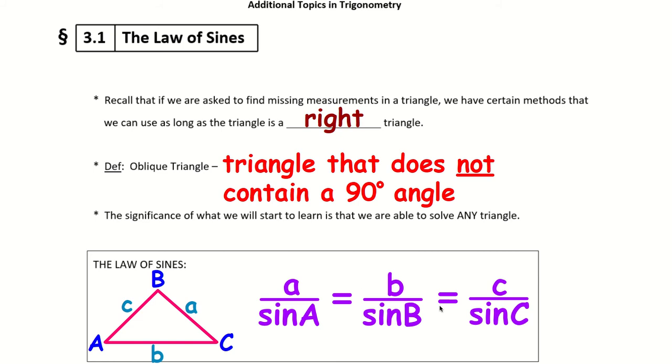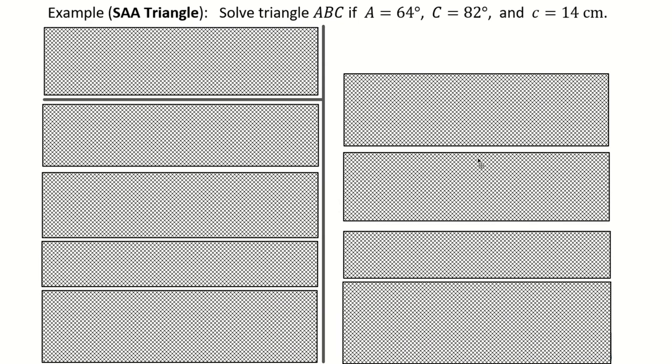Well, you're going to see pretty quickly in the next example, the first example, that we're only going to be using two of these fractions at a time. We're never going to use the entire law of sines formula to find one thing. We're just going to be using those two fractions equal to each other, or these two fractions equal to each other, or the A fraction equal to the C fraction to solve for whatever we need to solve for. Let's see what I'm talking about here.